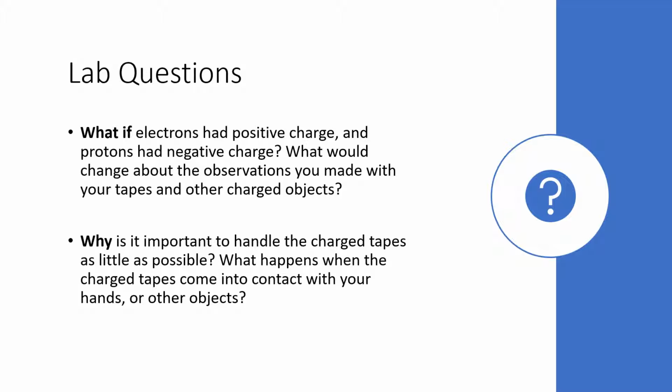I will now answer some of the lab questions posed. If electrons had a positive charge and protons had a negative charge, there would be no change in the observations made because all the charges would have been flipped and the interactions would be the same. Also, it is important to handle the charged tapes as little as possible because contact can lead to transfer of charge, and this would change the amount of charge on the tape between steps of the lab.